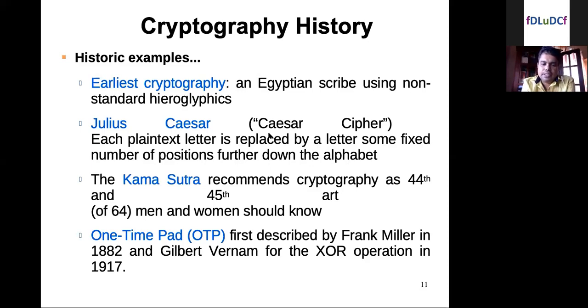And after that, there was a cryptographic algorithm from somewhere around the first Cold War period. It was invented in 1882 by a person called Frank Miller. After that, a newer variant was introduced by Lyman Wernham. It's called the Wernham cipher, the one-time pad, or the OTP cryptographic system.